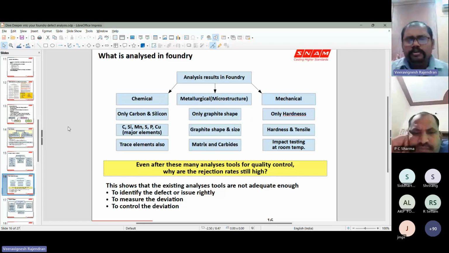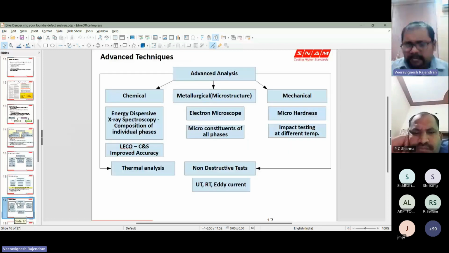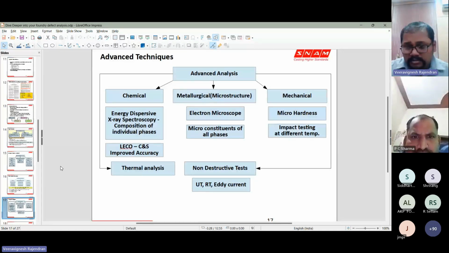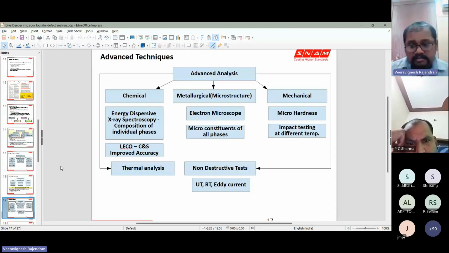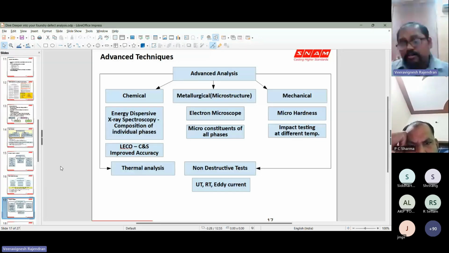So what you can do to get over this is, there are advanced techniques available. Say you can do EDAX, or, with respect to chemical composition I'm talking of, you can cross check sometimes using LECO carbon sulfur analysis. You can cross check this with your existing spectrometer, with your existing CE meter, with your existing methodology of arriving from the chill wedge at a carbon equivalent. You can cross check your OES analysis. You can cross check with your electron microscope.